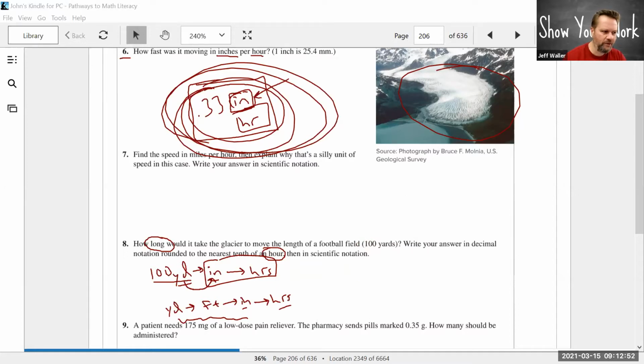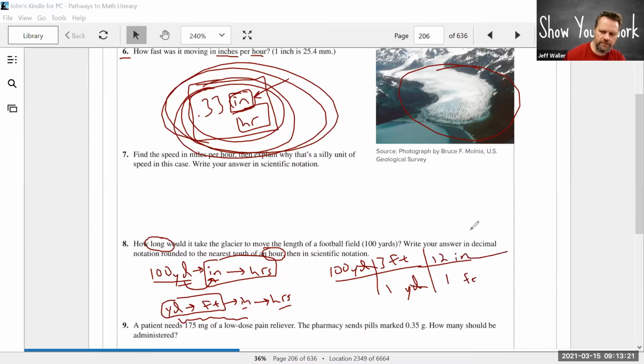So a lot of people got number 8 incorrect, but you start at 100 yards. How do I convert that? I've identified my first step to feet. Where do I put yards? Top or bottom? Bottom, right. Bottom, I like it. Yards to feet. And then I throw in there 1 yard is 3 feet, and you keep going. Now I want feet to inches. 12 inches in a foot, and you keep going. Now I want inches to hours, and I've got this bad boy.